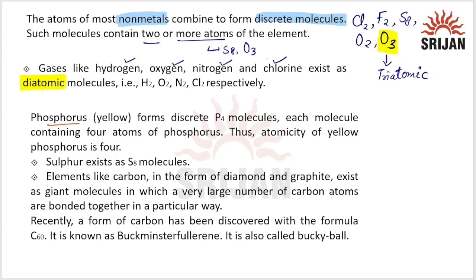Phosphorus has many forms like white phosphorus, red phosphorus, which are actually the main forms, and yellow phosphorus. Here we are going to discuss yellow phosphorus. Yellow phosphorus forms discrete P4 molecules. Here you can see that phosphorus is associated in the form of 4 atoms, each molecule containing 4 atoms of phosphorus. Thus the atomicity of yellow phosphorus is 4. Similarly, we have discussed the case of sulfur.